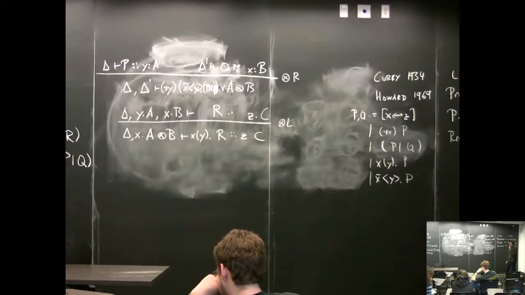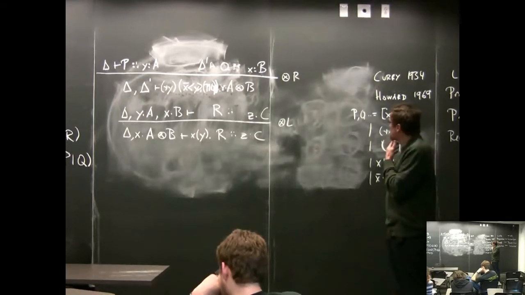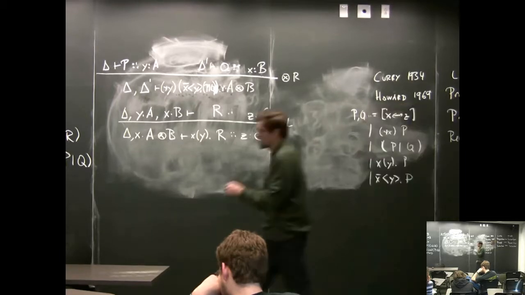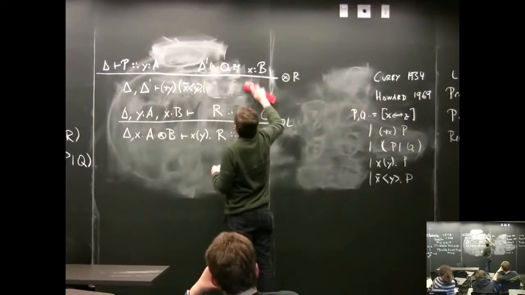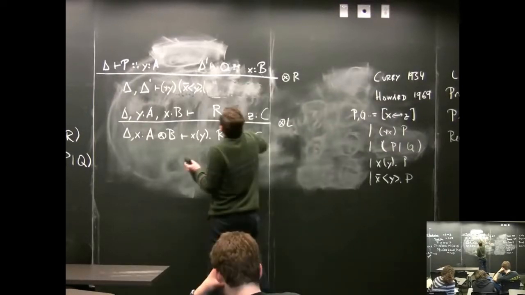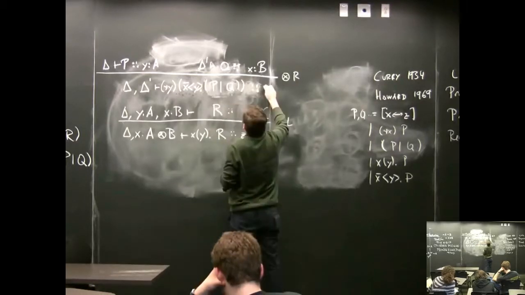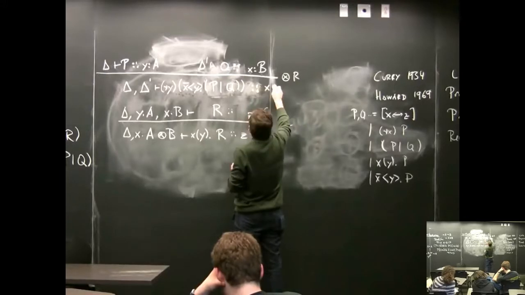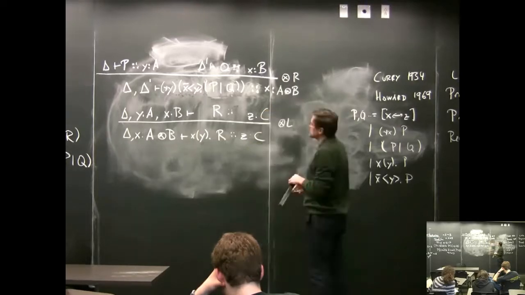Yeah? So I think the stimulus function happens here. Is it possible to grab P out of the derivative so that it doesn't have to wait for the X? Okay, so let me rewrite this. So here we have P in parallel with Q. And that's going to be, what was it here? X colon A tensor B.